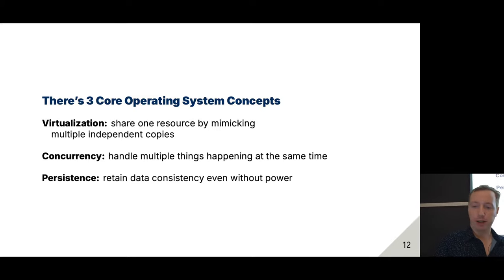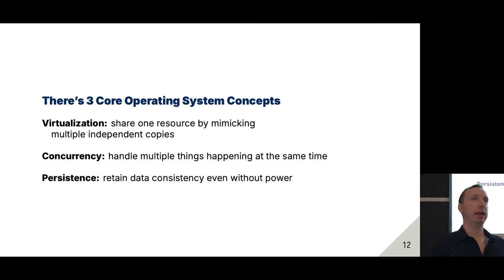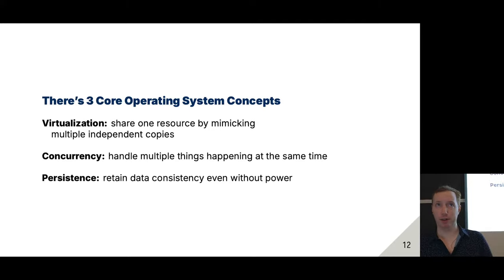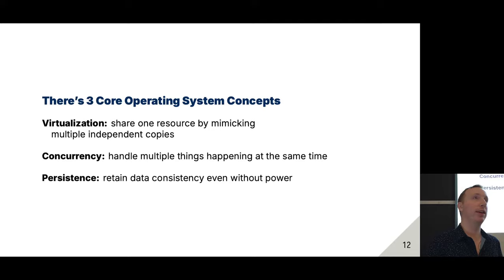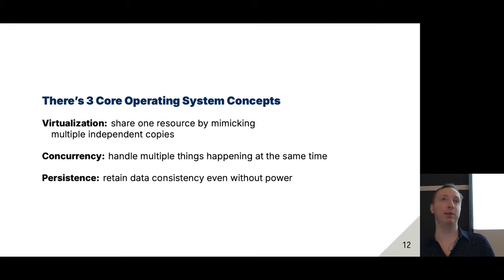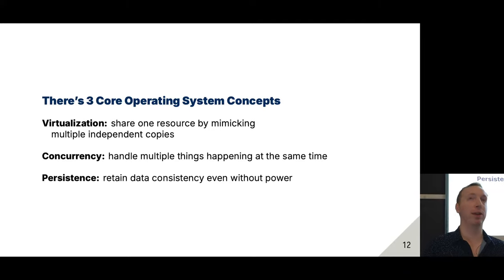So there's three core concepts in operating systems. The first that will come up over and over again in this course is something called virtualization. It allows you to share one resource by mimicking many independent copies. We'll see what that is in just a few seconds. The second is concurrency. We have to handle multiple things happening at the same time. For instance, all of your CPUs nowadays have multiple cores that can execute multiple things at the same time, and we will have to utilize that. And once you start running multiple things at the same time, you encounter new and interesting problems, which will be one of the confusing parts of this course.